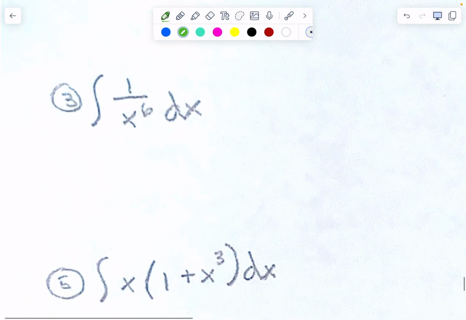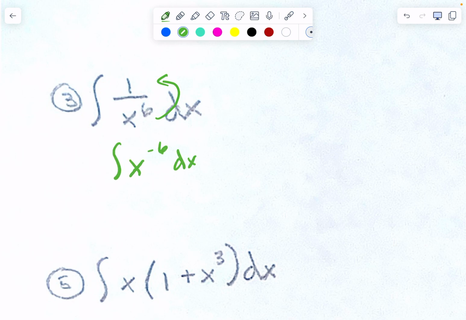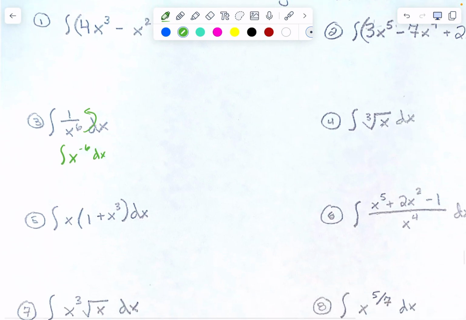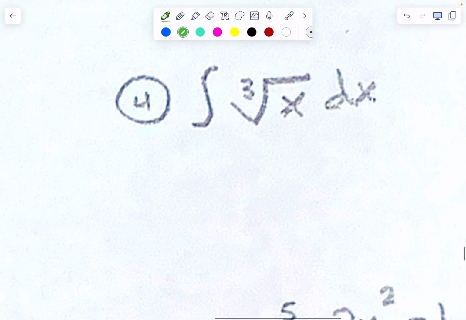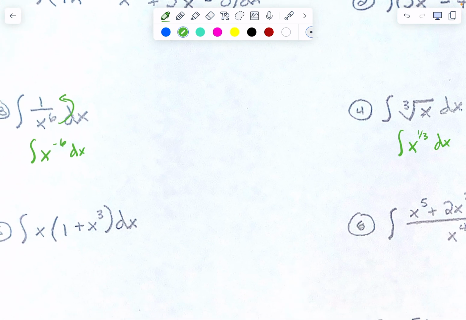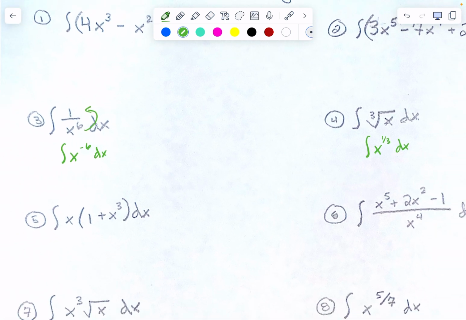Like number 3, I would take that x to the 6th power and move it up to the top and make it x to the negative 6th power before you take the antiderivative. So sometimes you might have to rewrite these. Like number 4, how do you rewrite number 4? x to the 1/3, and then dx. So how do you rewrite number 3 and number 4? I skipped over 1 and 2. I was on 1.